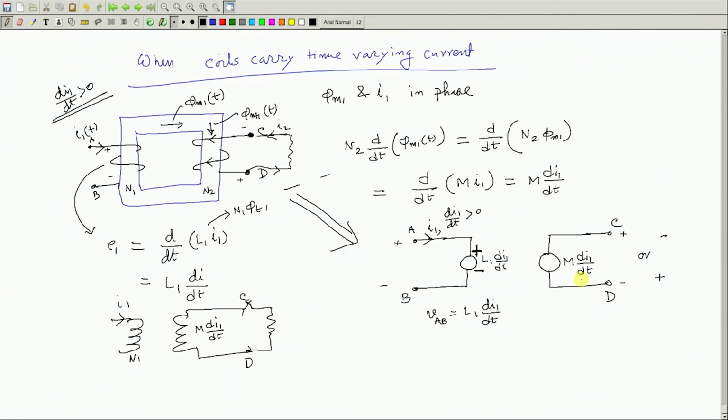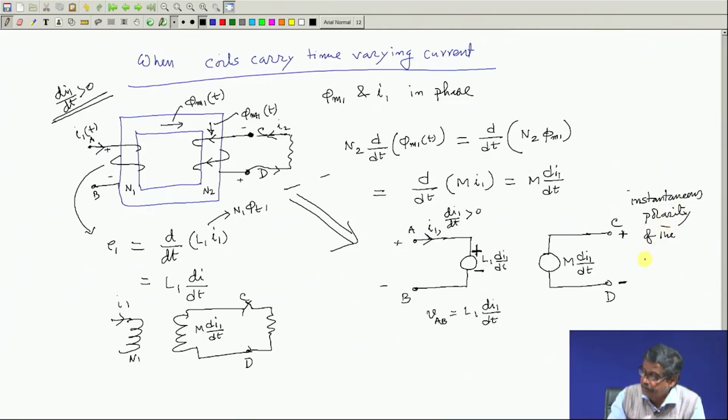Therefore, with this idea in mind, I will cross this out. There is only one unique answer. If this is plus at any instant of time, this is minus, and dI1/dt is positive, the polarity of the induced voltage will be this is plus, this is minus. Clear? So, A and C terminals will have the same polarities. After some time this will become plus and this will become minus, because you are applying a time varying voltage. Also at that time D will become plus and C will become minus. So, this is the instantaneous polarity of the induced voltage.